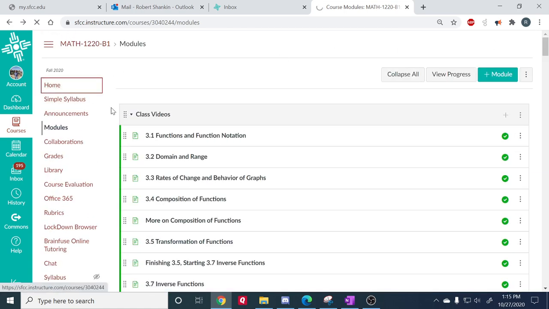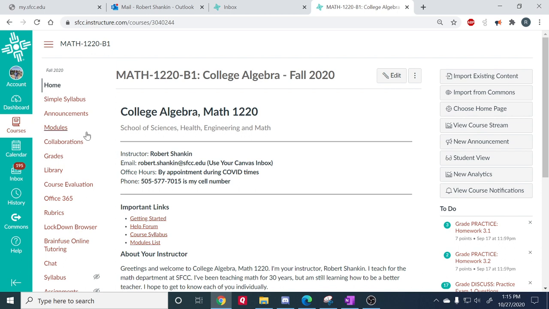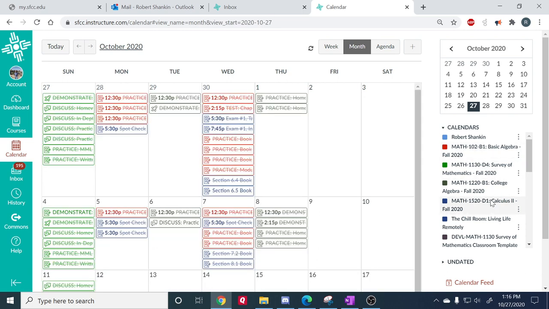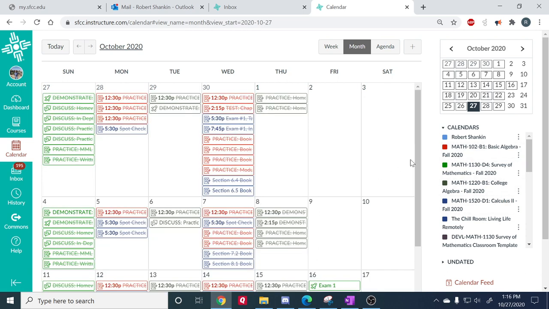Tell me where you're finding these. Where do I find the calendar that you're talking about? On that blue strip on the side, it says calendar. Okay, that calendar. I'm not used to this. Okay, so this gets filled out automatically.